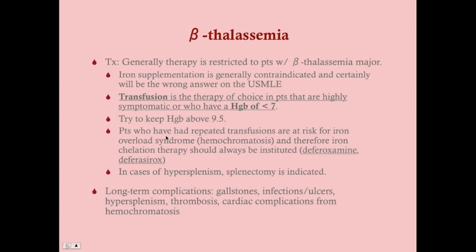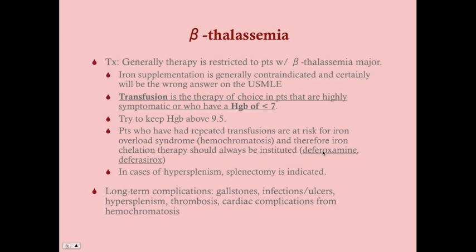Okay, patients who've had repeated transfusions, as mentioned for alpha thalassemia, are at risk for hemochromatosis. Therefore, you should be measuring their serum iron levels, and if they've got signs of hemochromatosis, or per protocol, you can use deferoxamine or deferasirox for iron chelation. And if they've got hypersplenism, splenectomy will be indicated. Long-term complications are the same as for alpha thalassemia.